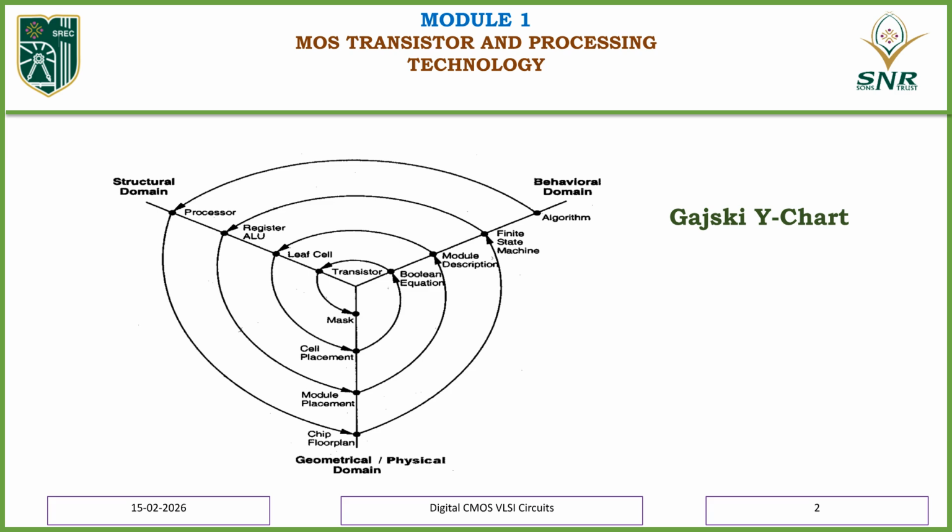The concentric circles indicate levels of abstraction. At the outermost circle, we have the highest abstraction, such as algorithm. As we move inward, the design becomes more refined and closer to silicon implementation. Thus, the Gajski Y-Chart shows how a VLSI system moves from behavior to structure, and finally to physical realization. It is a powerful framework that helps engineers manage complexity in modern CMOS VLSI design.